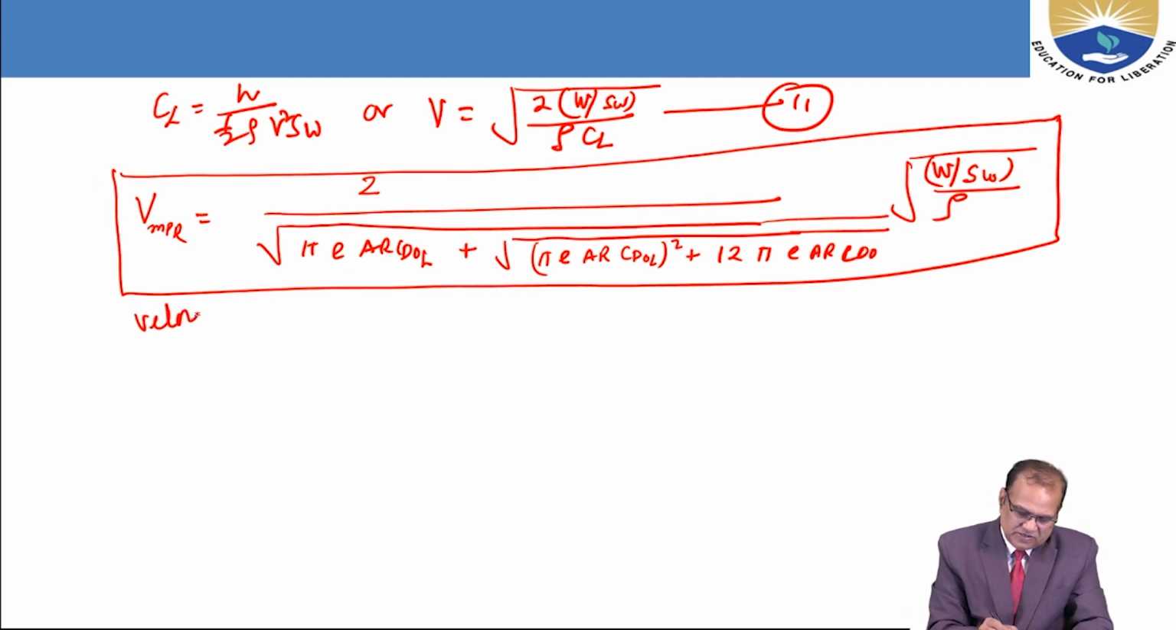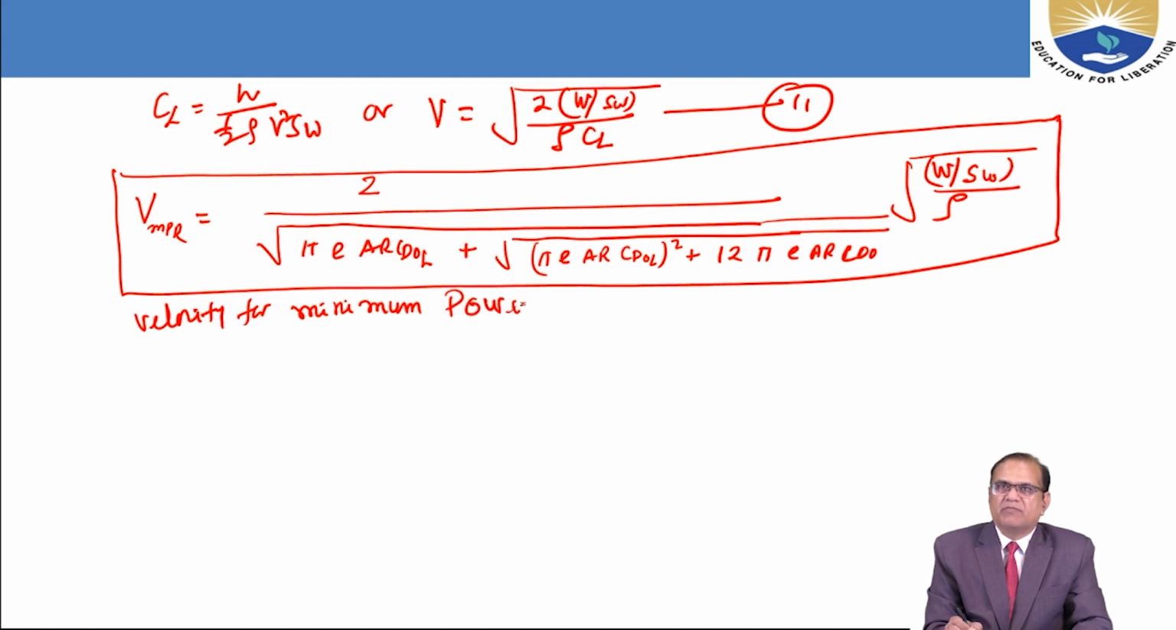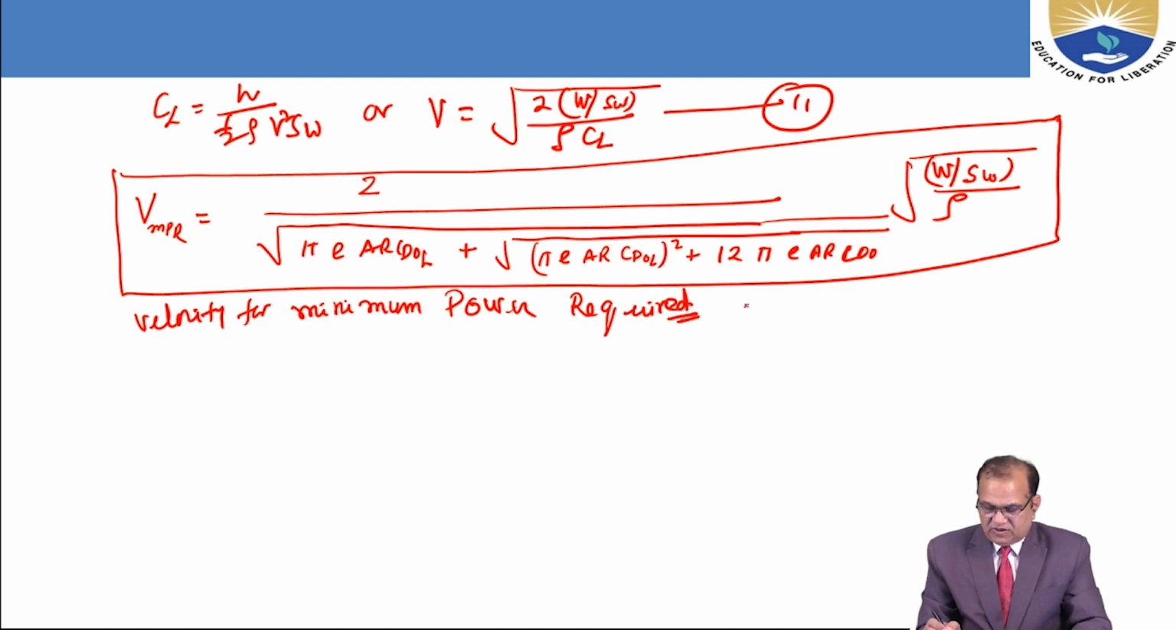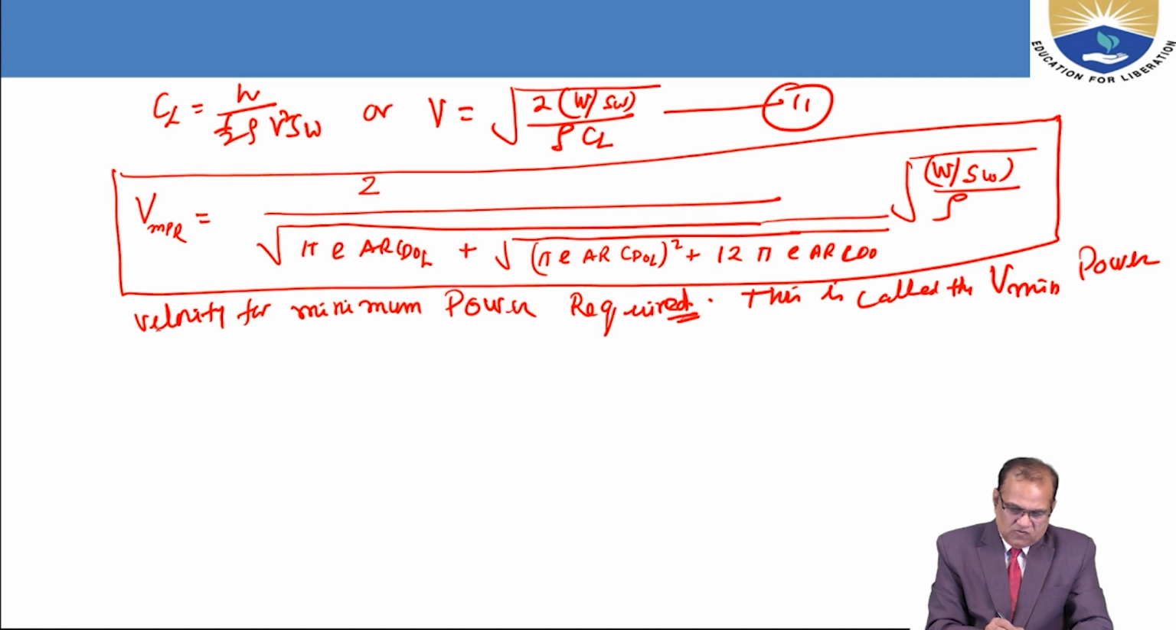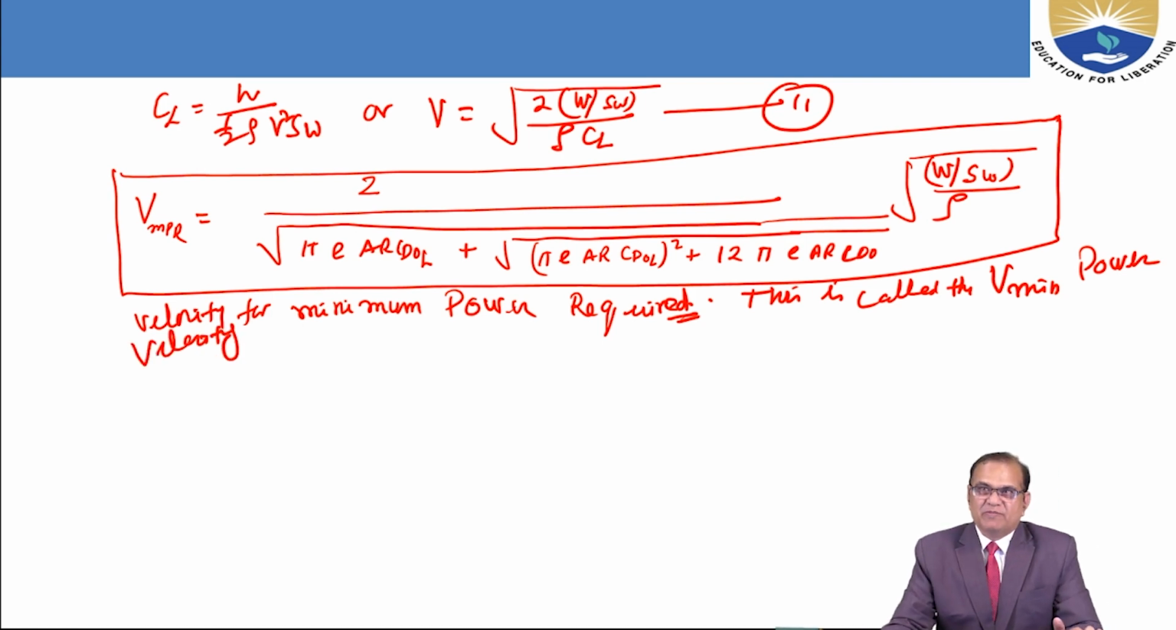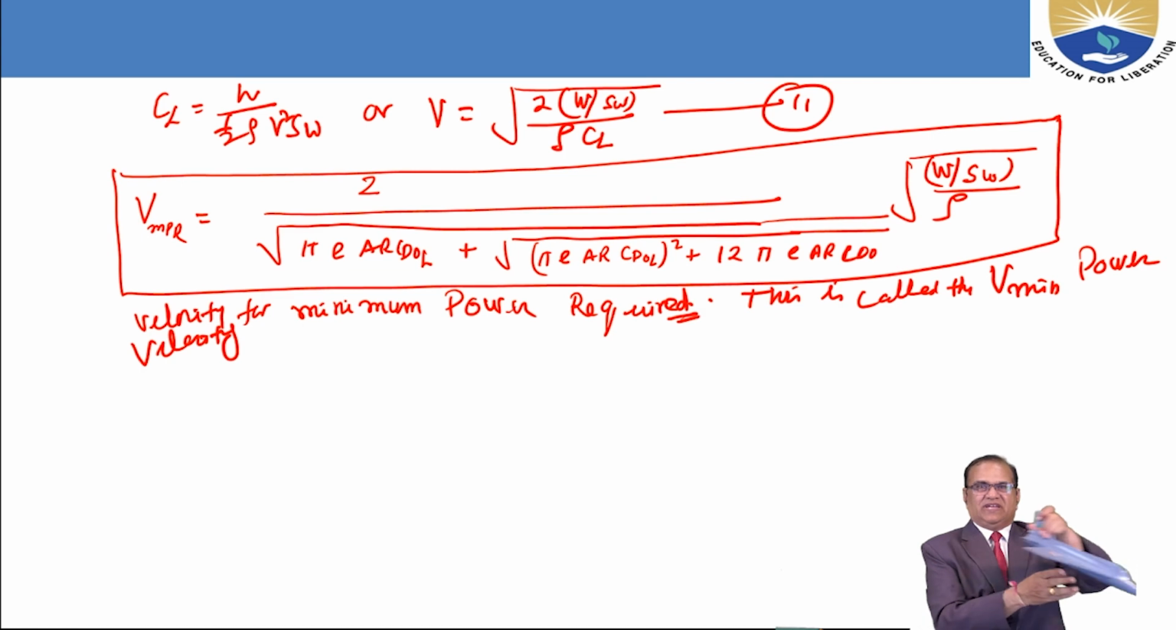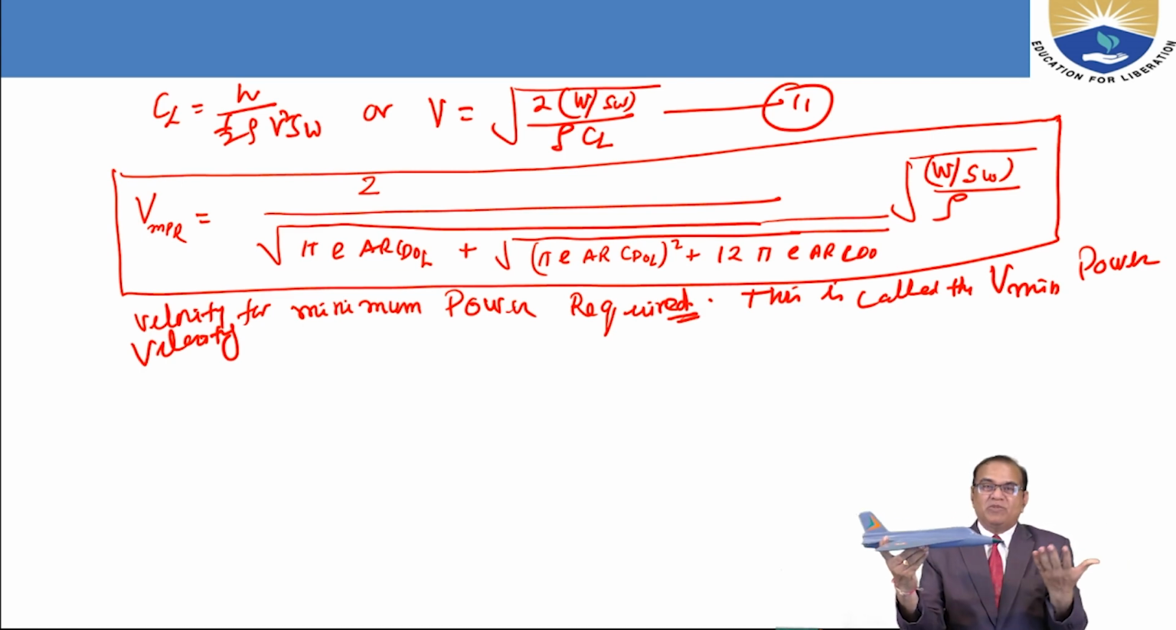So this is the velocity for minimum power required. This is called the V minimum power velocity. Velocity for minimum power required we have found out, and this is called the V minimum power required. We have to fly the aircraft at this. So assume that this is your aircraft, and for a minimum power required, at what velocity we have to fly. So this is the velocity V minimum.